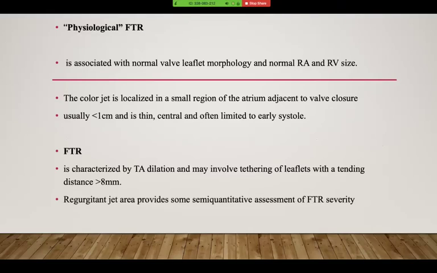Physiological TR is associated with normal valve leaflet morphology and normal right atrium and right ventricular size. The jet is localized in a small region of the atrium adjacent to the valve closure. Usually it's less than 1 centimeter and is thin, central, and often limited to early systole. Functional TR is characterized by tricuspid annular dilatation, and it may involve tethering of leaflets with a tenting distance of more than 8 mm, and the regurgitant jet area provides some semi-quantitative assessment of functional TR severity.